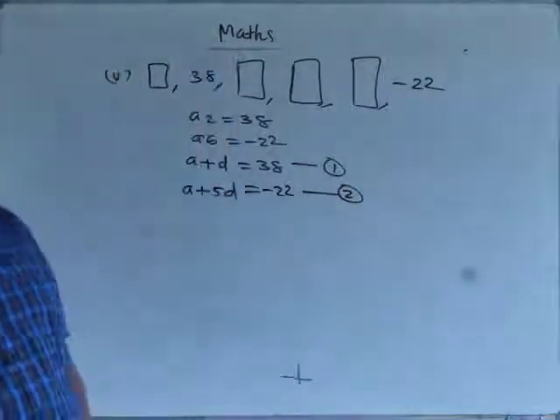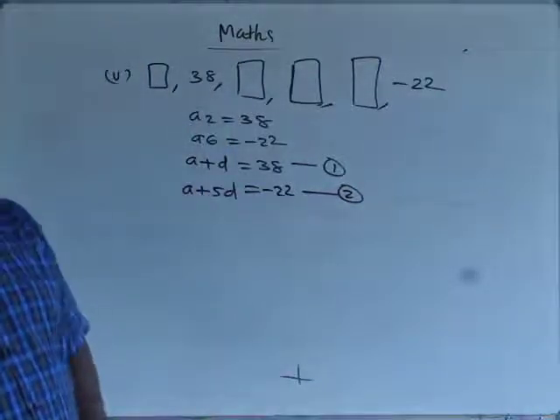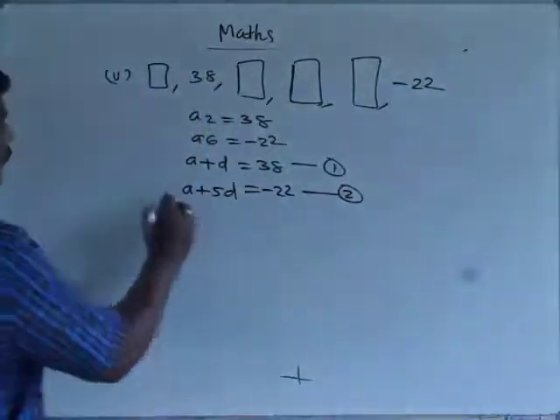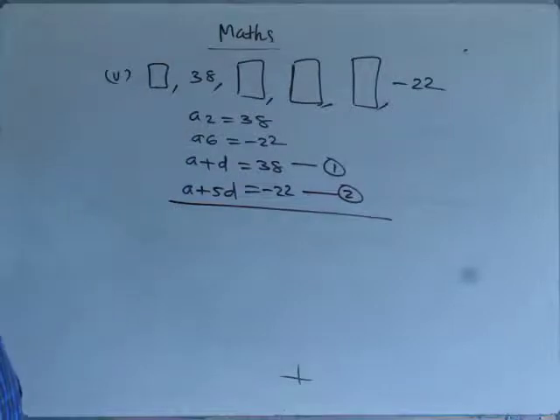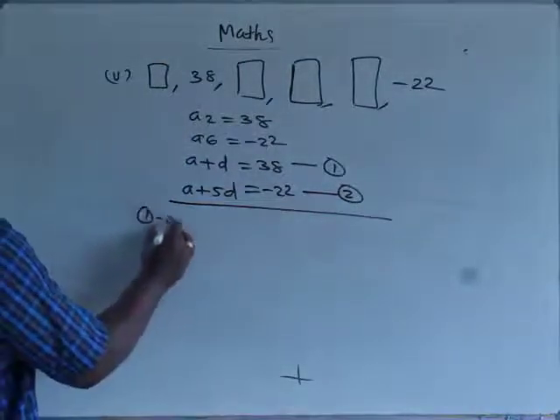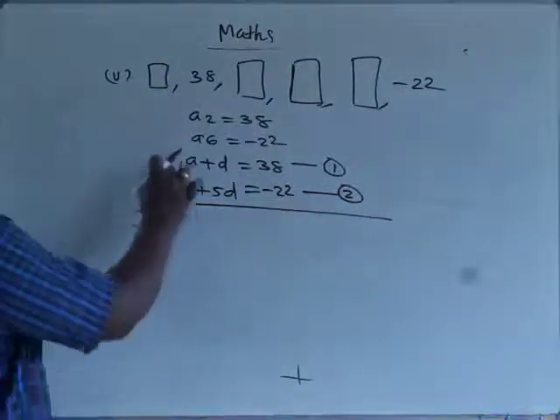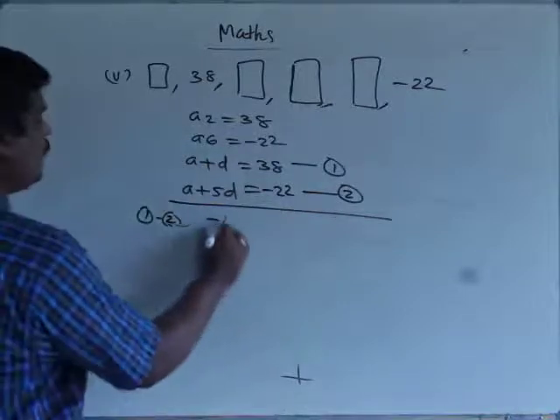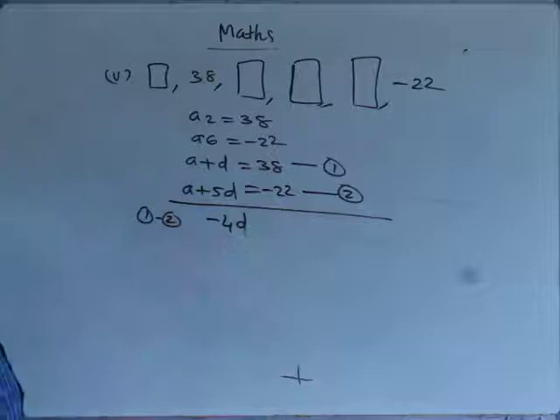So here the variables are A and D. So you solve by using the elimination method. Equation 1 minus equation 2. A minus A is 0. What is D minus 5D? D minus 5D is minus 4D. Clear? Minus 4D. Then 38 minus minus 22.